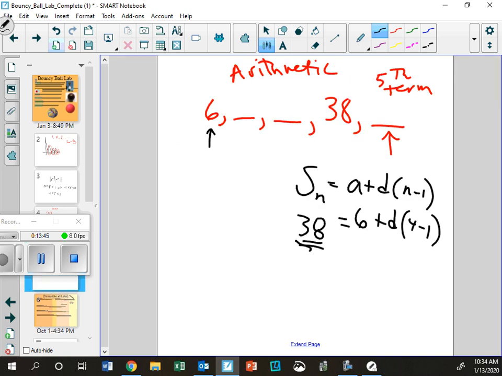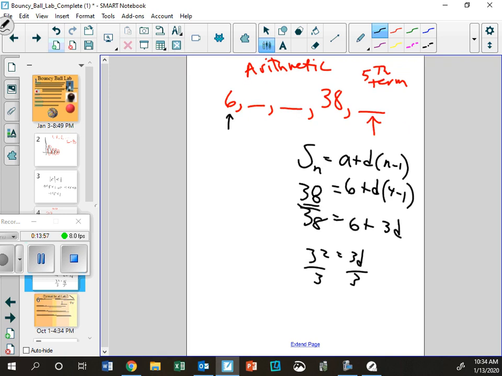And then I have 38 equals 6 plus 3D. Then I'm going to subtract 6 and divide by 3. So then I have 32 equals 3D, divided by 3. Divided by 3. And whatever 32 thirds is, that's my D.